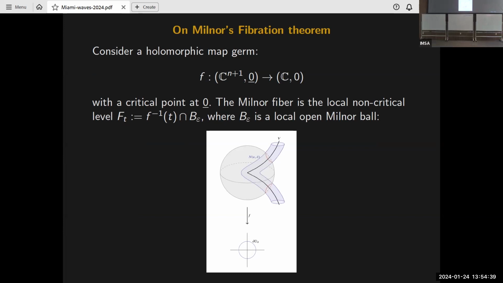We start with a holomorphic map, with critical set which may or may not be isolated. Then, by definition, you need to define the local non-critical level of the function. That means you look at a regular value, you look at the inverse image, and you look at the portion of the inverse image contained in that small ball. Of course, all of this has to be made precise: what small means, and so on.